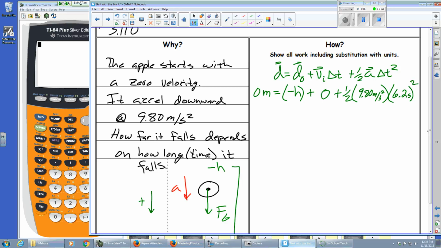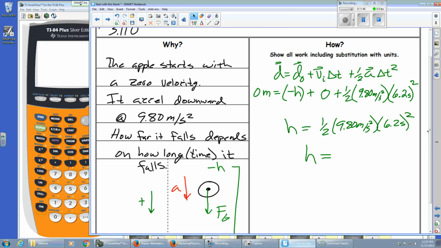Okay, so let's see. I want to get the h on the other side so I can solve for it. What happens to the negative h if I bring it to the other side? Positive. See, Liam, no worries about the positive negative, right? And h equals 1/2 times 9.80 times 6.2 seconds squared. And you can find h, and h is what they're looking for, because that's the difference between where you start and where you end. So that's how far you've fallen. Any questions on that one before we take a minute and then go on to the next one?